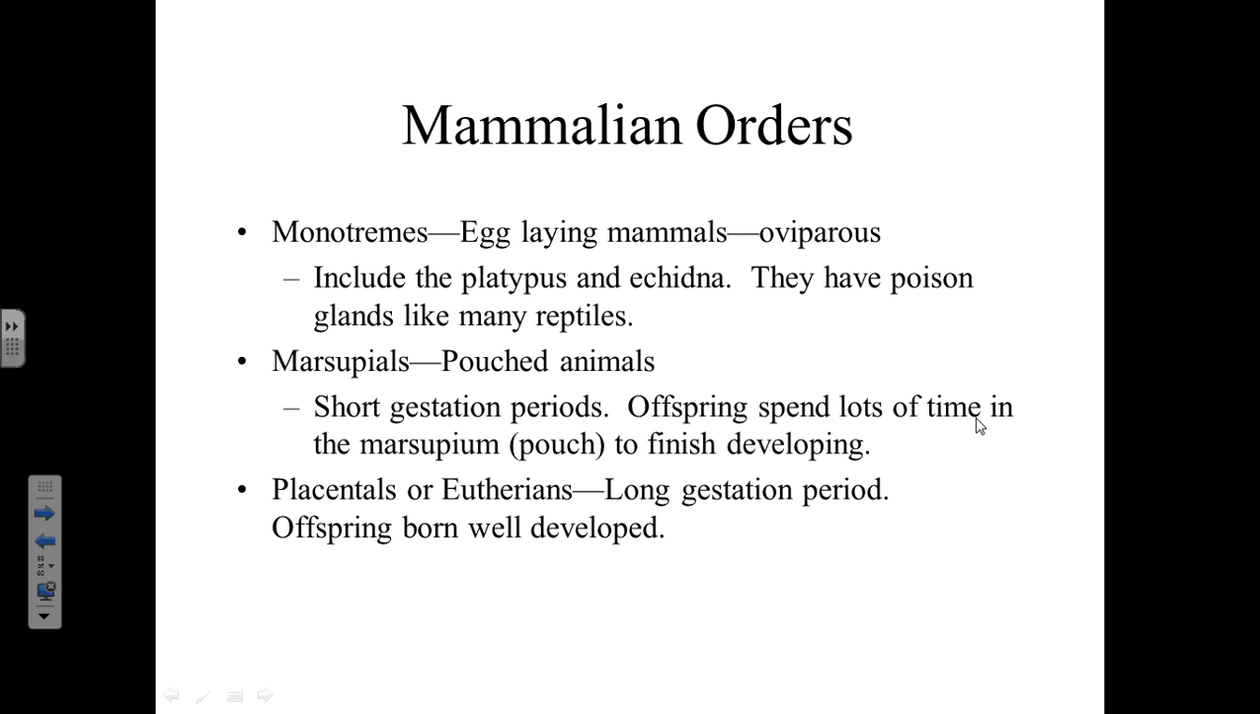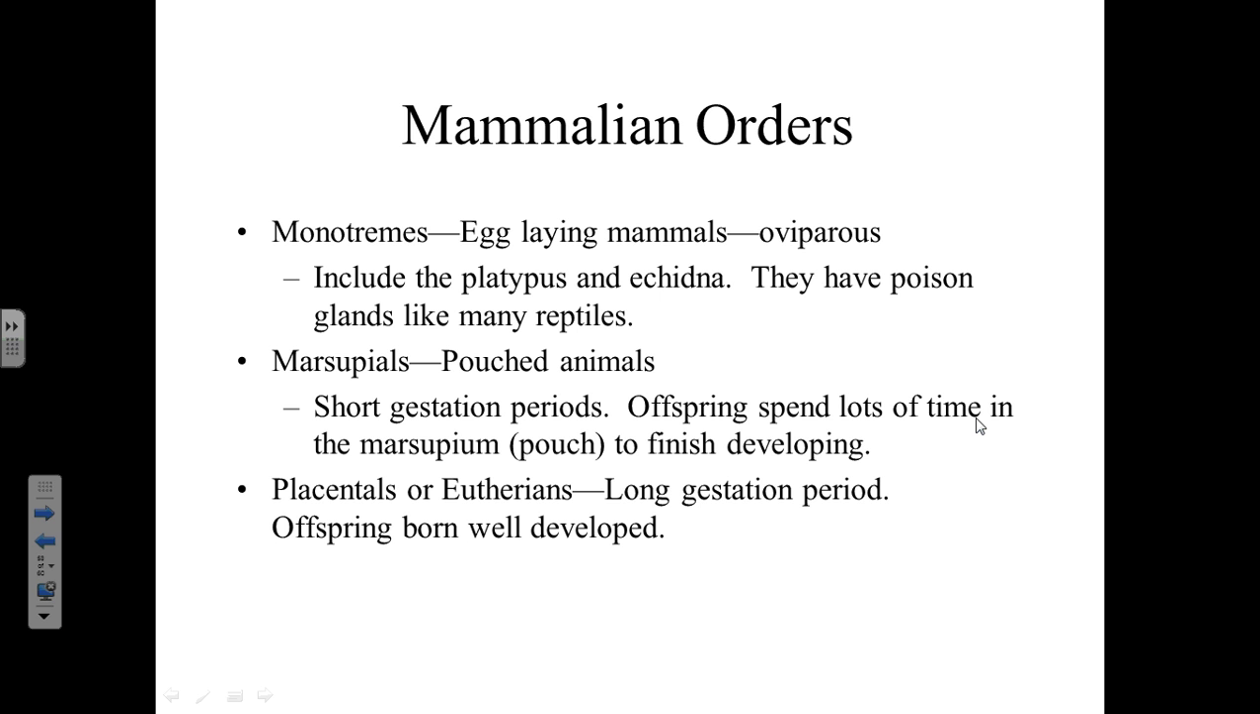The marsupials, remember, are the pouched animals. And they have really short gestation periods. What's a gestation period? Yeah, the length of pregnancy. So their pregnancies are really short, and that's why the babies are born really underdeveloped, and they have to spend some time in the pouch, the marsupium, to finish developing.